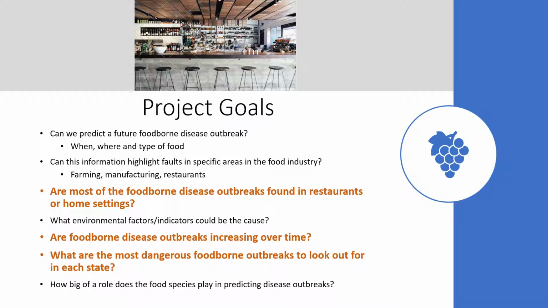So here are my project goals that I explained in my first phase. Here, I was able to tackle 3 of the questions I was looking to answer. Those questions are: are most foodborne disease outbreaks found in restaurants or home settings? Are foodborne disease outbreaks increasing over time? What are the most dangerous foodborne outbreaks to look out for in each state?